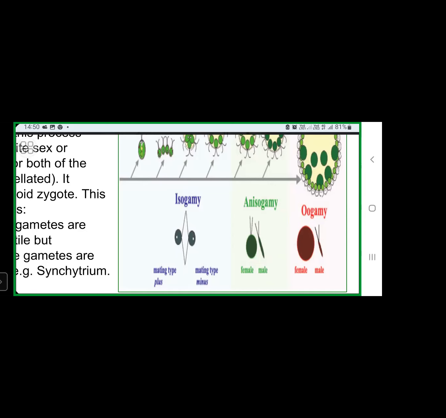Second type is heterogamous type of fusion. Heterogamy. Here two gametes are involved, but the two gametes are morphologically different, physiologically also different. That is called heterogamy. Heterogamy is further divided into two types, anisogamy and oogamy. What is the difference between anisogamy and oogamy? Here anisogamy means two motile gametes are involved in this fusion.